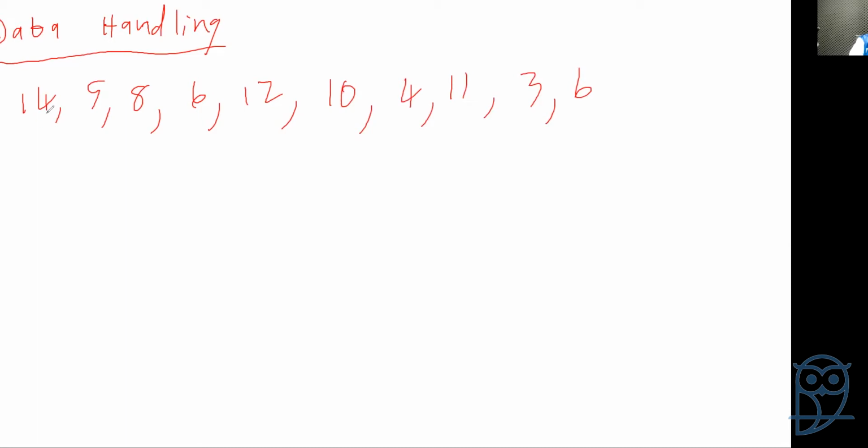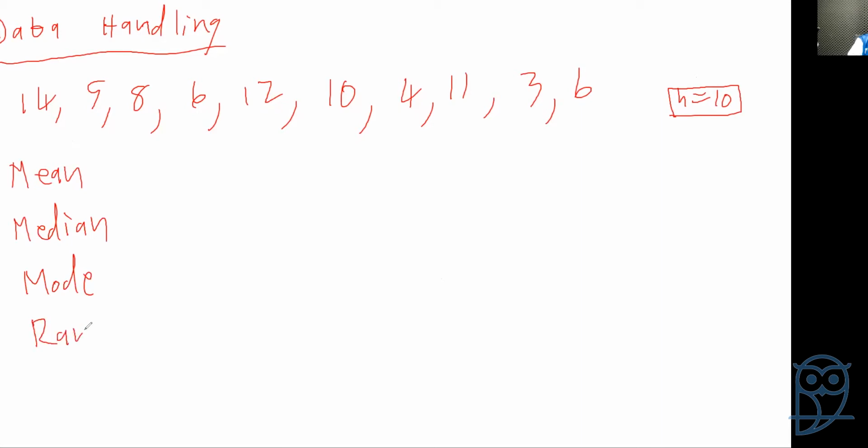First thing we've got to do, let's count how many data values we have. 1, 2, 3, 4, 5, 6, 7, 8, 9, 10 data values. Okay, great. That's an important aspect to remember. So we have 10 values. We're going to be looking at, as I said, the mean, the median, the mode, and the range.